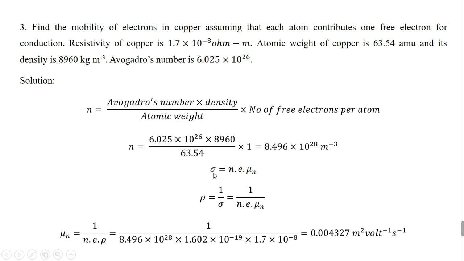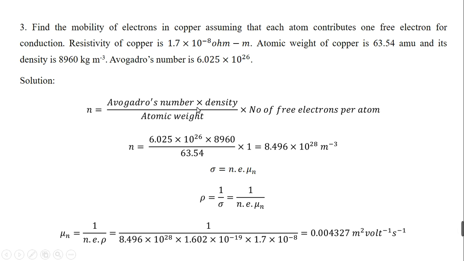Sigma is not given directly. Instead, they have given the resistivity. So we can calculate sigma because resistivity is the reciprocal of sigma. But n is also not mentioned directly. The concentration of charge carriers is not mentioned. So we have to make use of this formula for calculating the concentration of charge carriers.